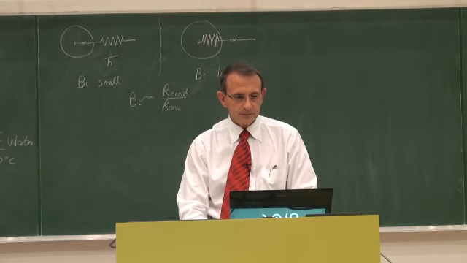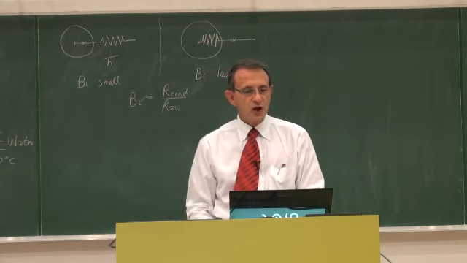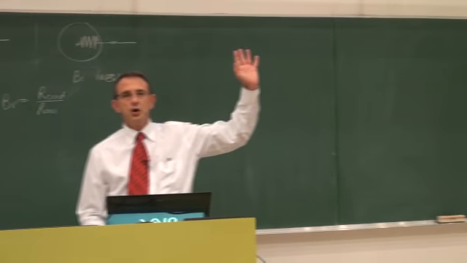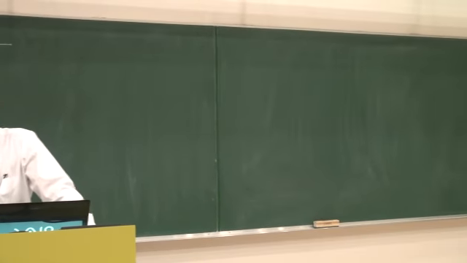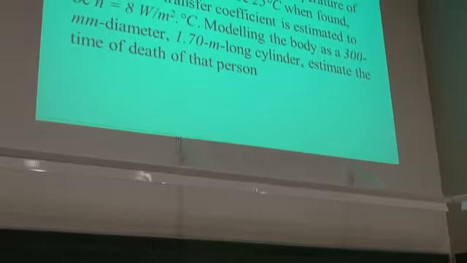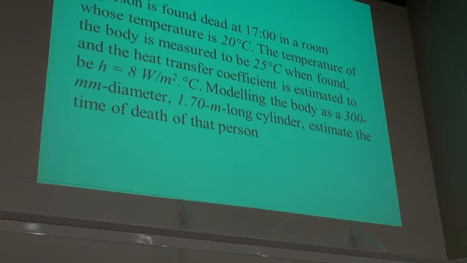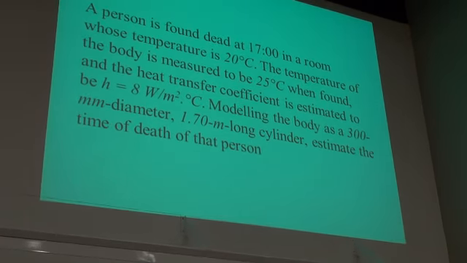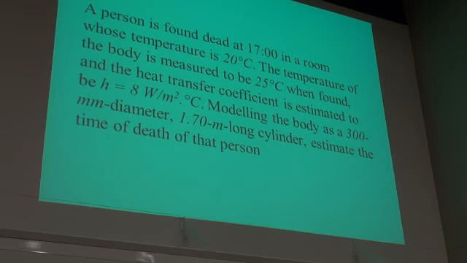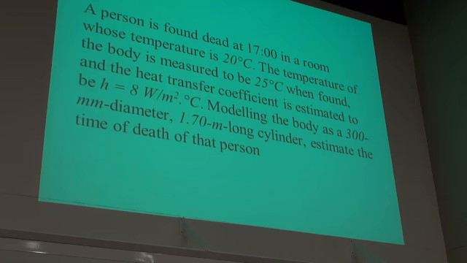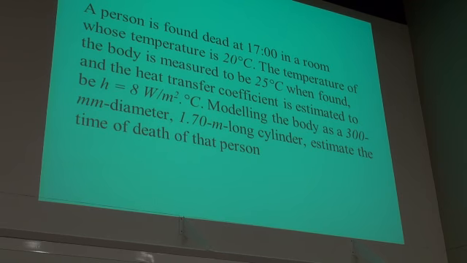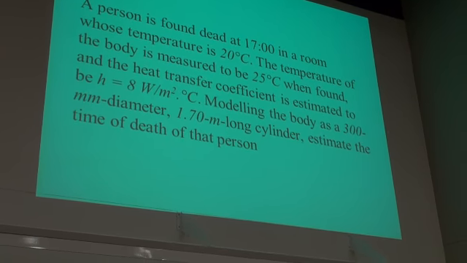Let's do an example. A person is found dead at 1700 hours in a room whose temperature is 20 degrees Celsius. The temperature of the body is measured to be 25 degrees Celsius when found, and the heat transfer coefficient is estimated to be 8 watts per meter squared degree Celsius. Modeling the body as a 300 millimeter diameter, 1.7 meter long cylinder, estimate the time of death of that person. Okay, let's do that one.